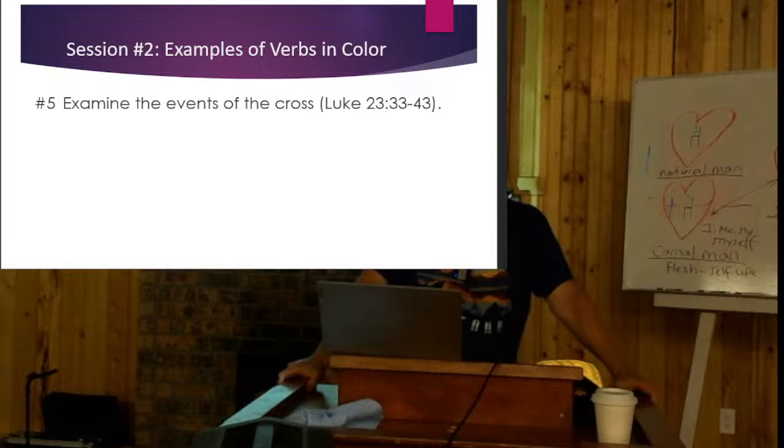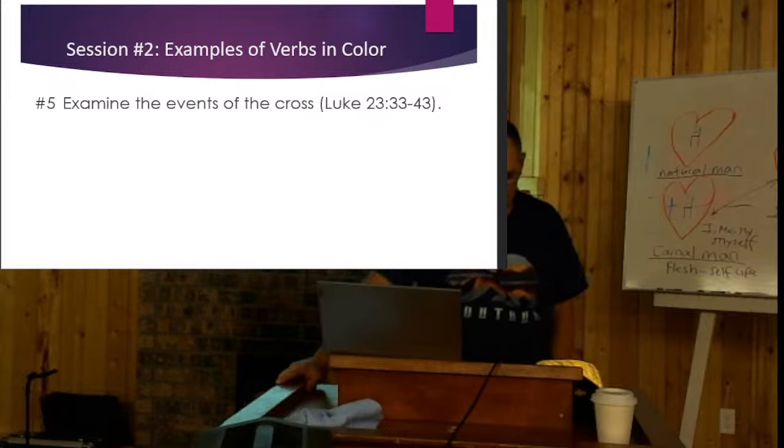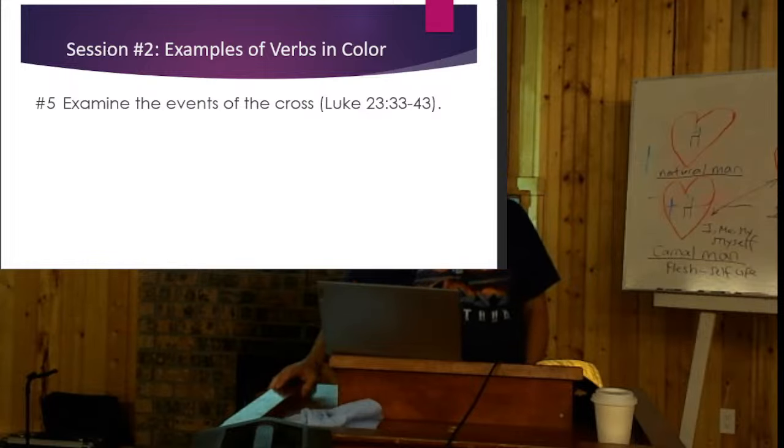king of the Jews." Then one of the criminals who were hanged blasphemed him, saying, "If you are the Christ, save yourself and us." But the other answered and rebuked him, saying, "Do you not even fear God, seeing you are under the same condemnation? And we indeed justly, for we receive the due reward of our deeds, but this man has done nothing wrong." Then he said to Jesus, this is a repentant thief, "Lord, remember me when you come into your kingdom." And Jesus said unto him, "Surely I say to you, today you will be with me in paradise."